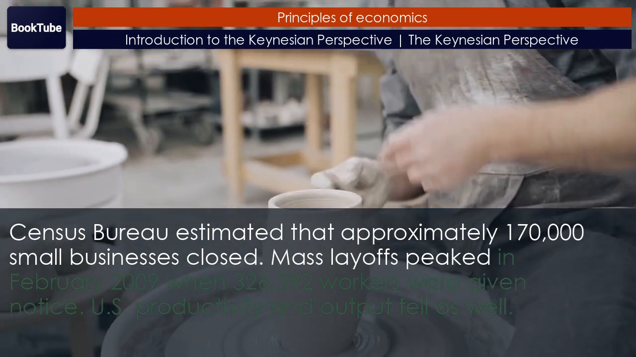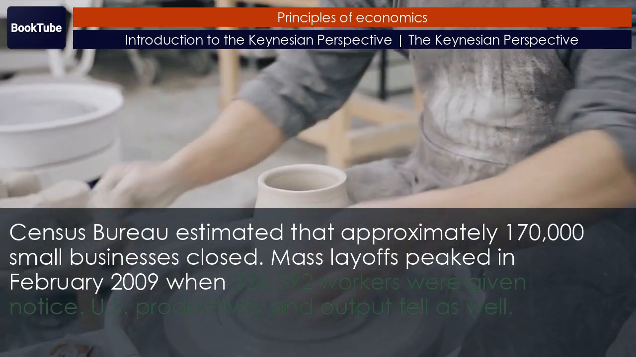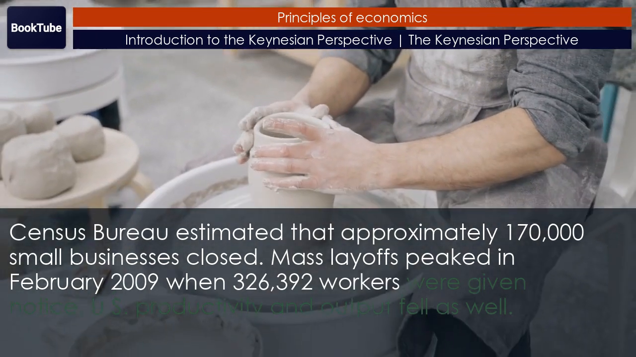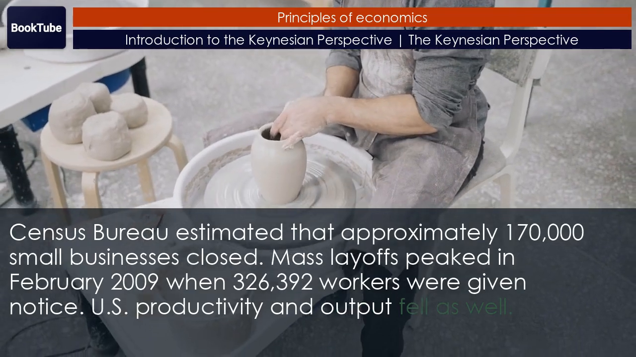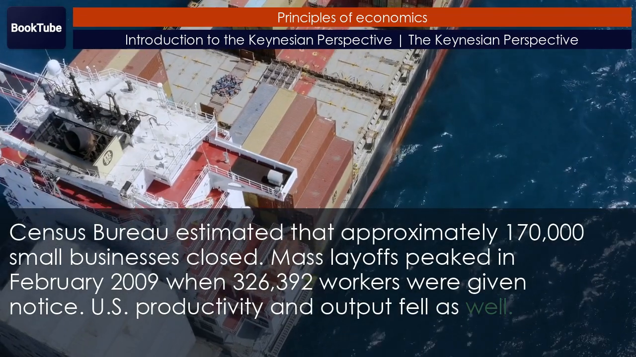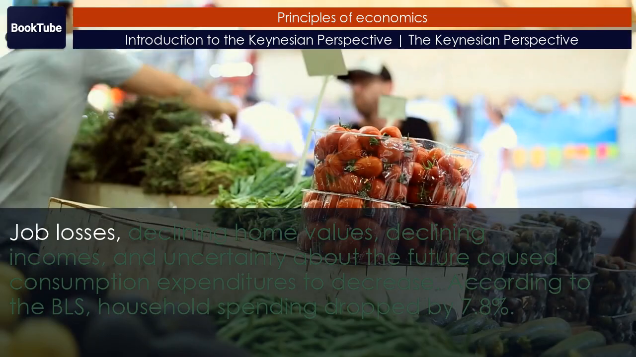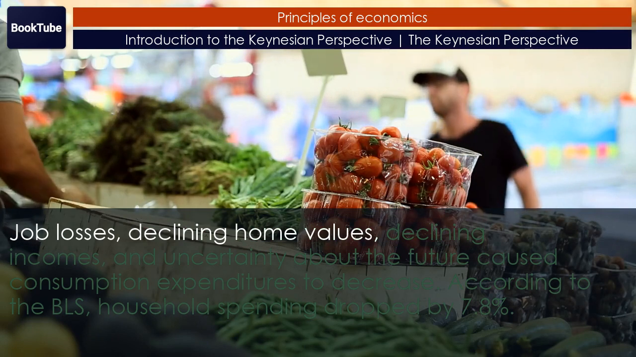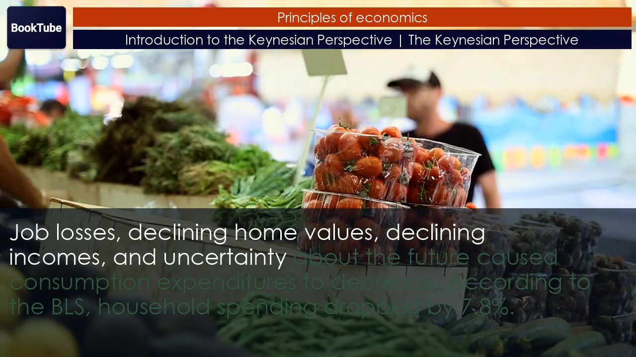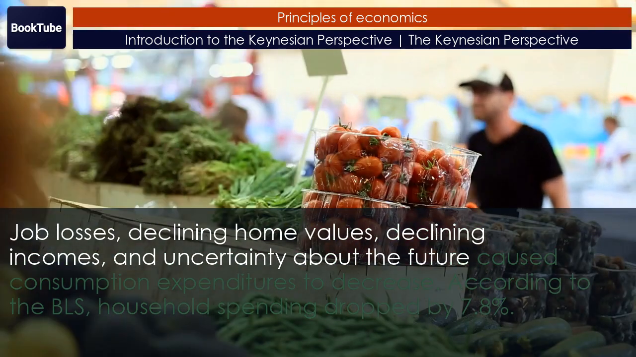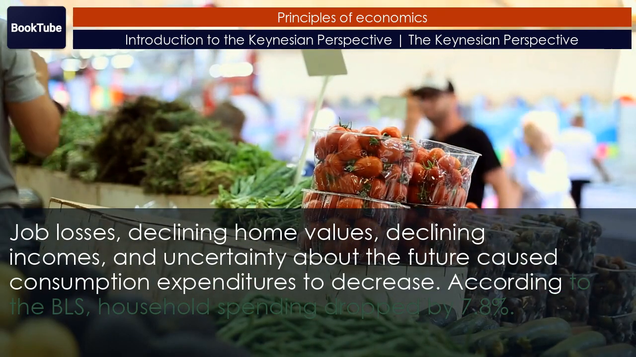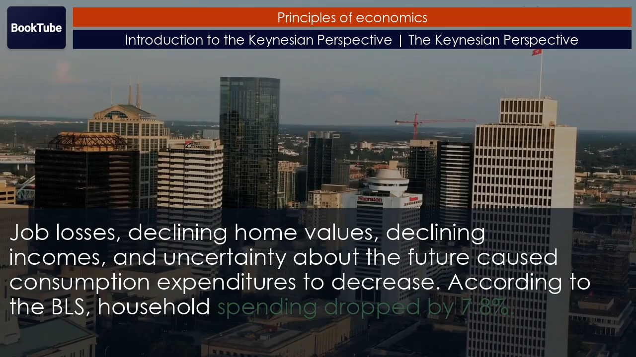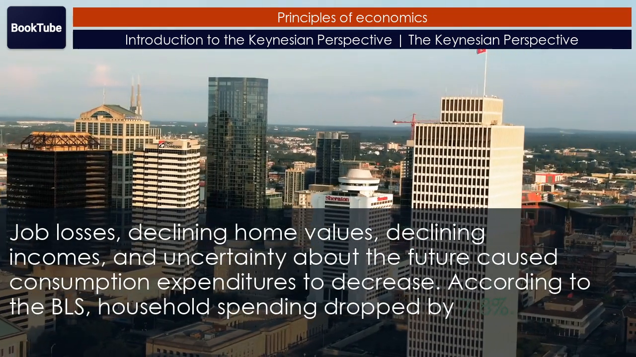Mass layoffs peaked in February 2009 when 326,392 workers were given notice. U.S. productivity and output fell as well. Job losses, declining home values, declining incomes, and uncertainty about the future caused consumption expenditures to decrease. According to the BLS, household spending dropped by 7.8%.